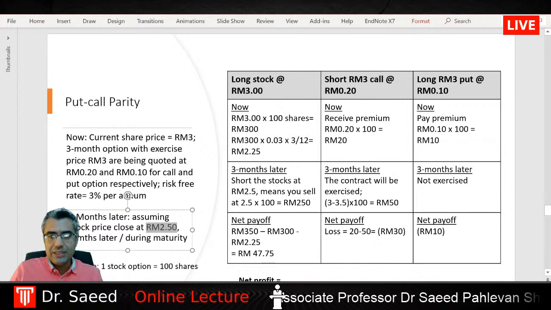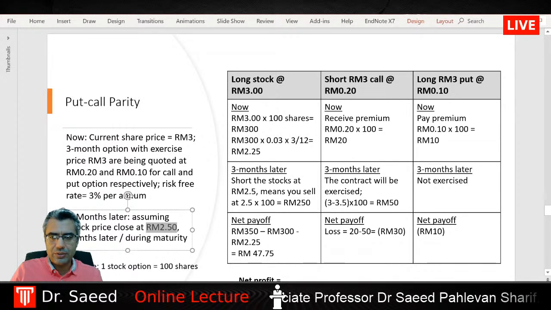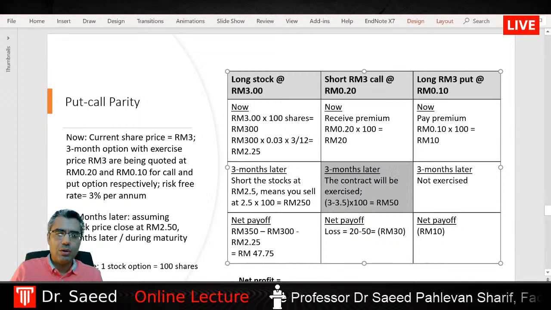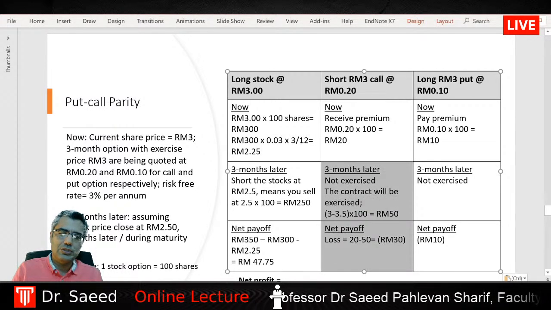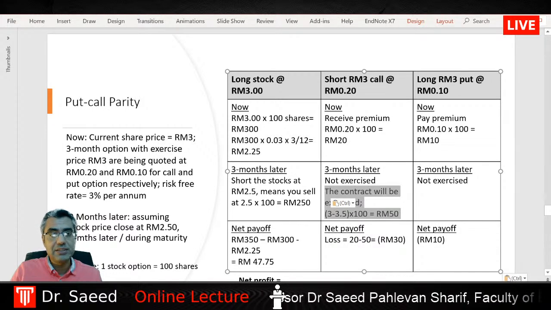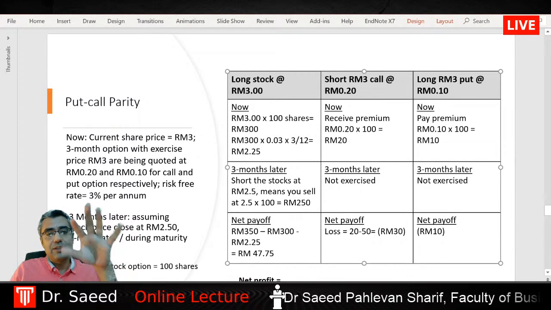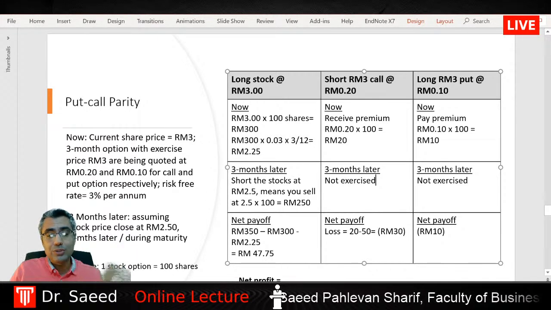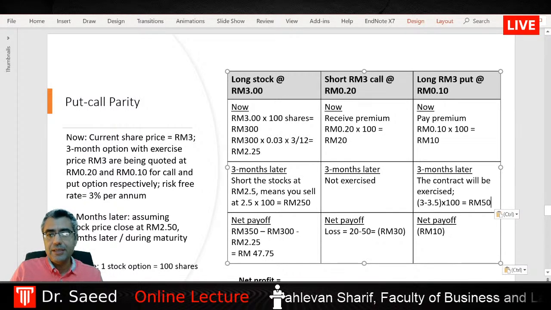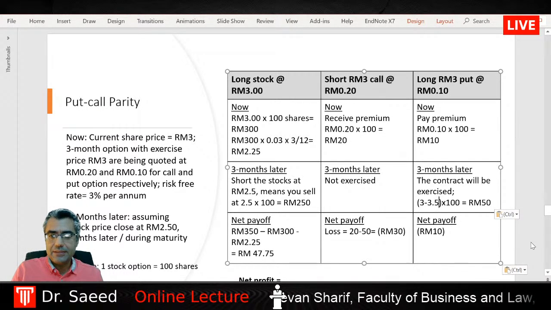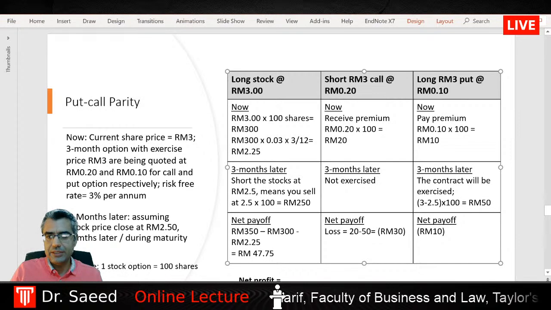And what about here? Here you won't exercise the contract, right? Because it's a call, the person who buys expects the price goes up, but here we assume the price went down. So the other party, the buyer, won't exercise the contract, so you can benefit from the premium you received. But here, the contract will be exercised, and for long put, the 50 ringgit is profit for you. Okay. What is your net payoff?